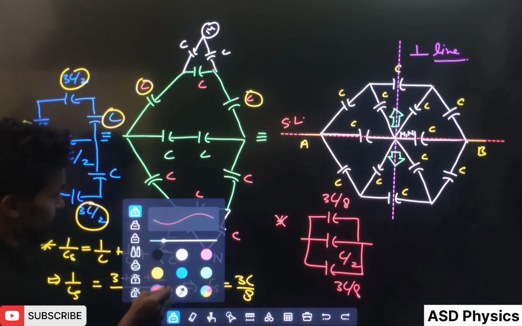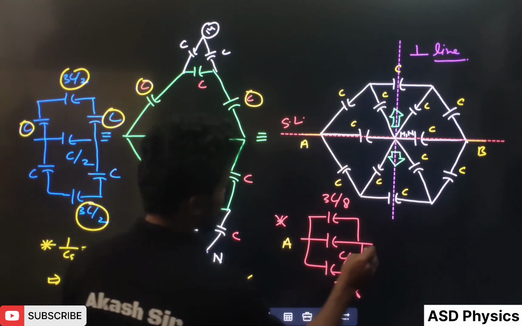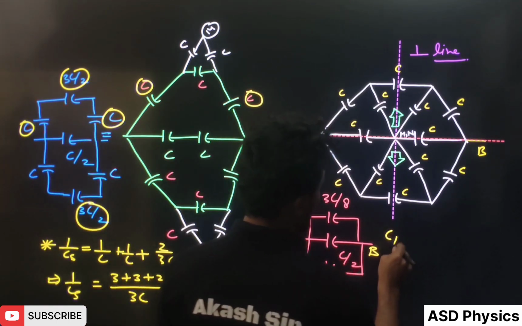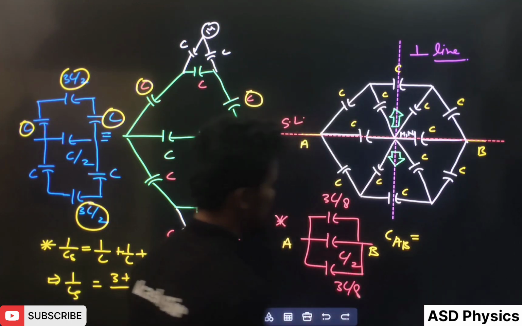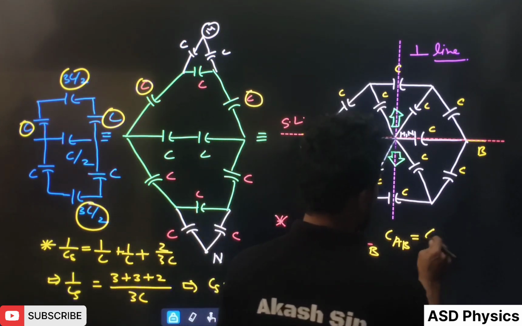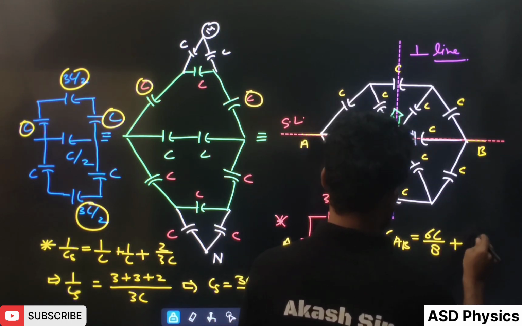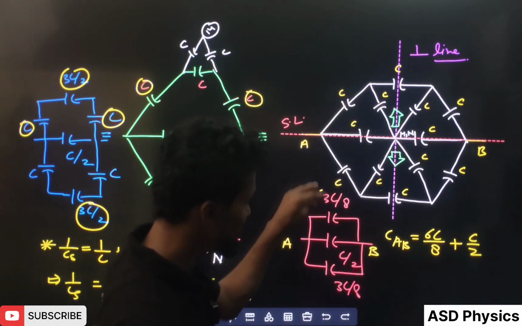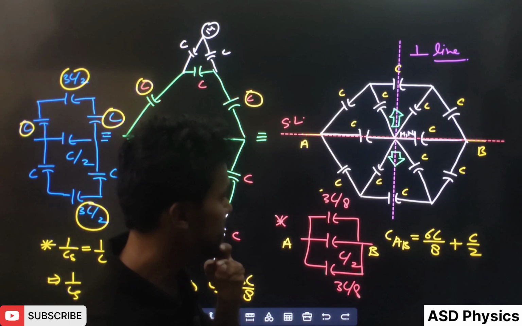All of them are now connected, what? All three are connected in parallel. So if I write the equivalent here, it is very easy. 3C by 8 plus 3C by 8 will become 6C by 8, plus C by 2.